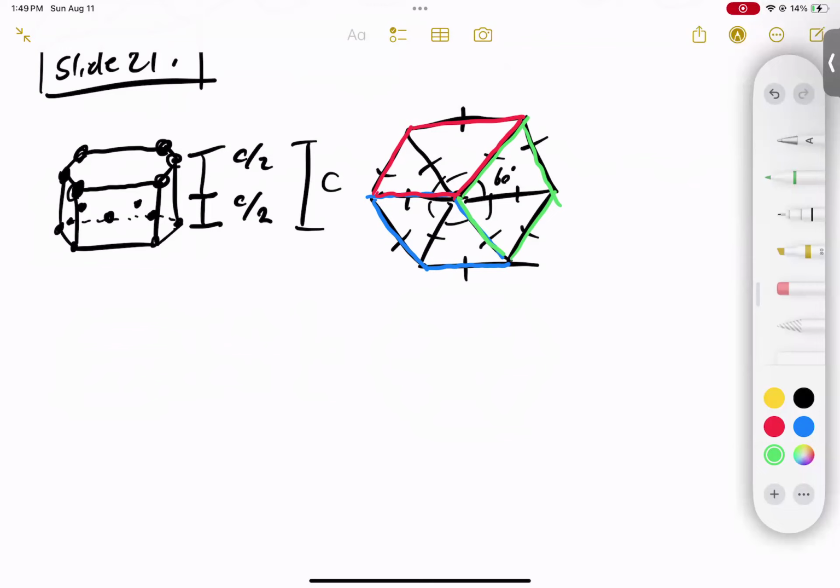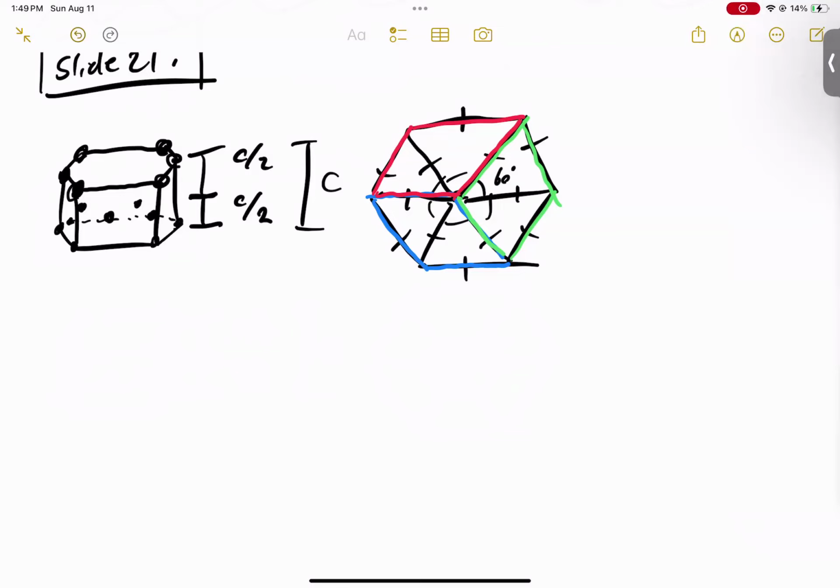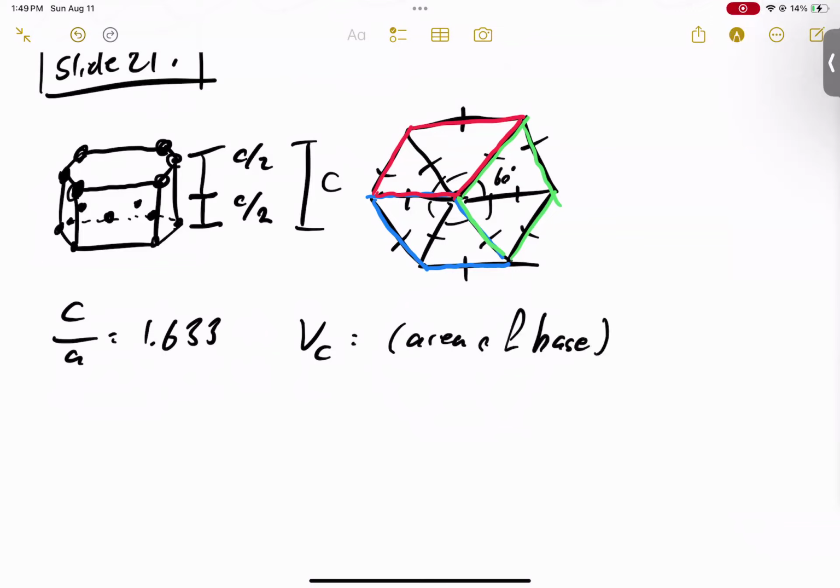And that's important, which you'll see why, because the general strategy for proving the proof of why c over a is equivalent to 1.633 is because we basically take the idea that volume for a hexagonal prism is just the area of the base multiplied by the height.